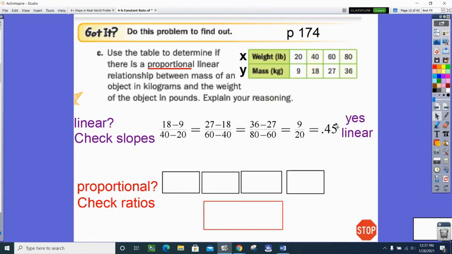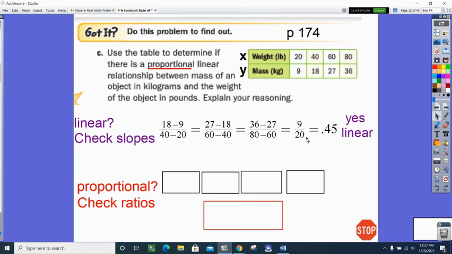And if you could do me a favor, I should have had the units in there: 0.45 kilograms per pound. That would be our constant rate of change. Oh, by the way, slope with units. So yes, if we plotted these points on a graph, they would fall in a straight line because the slope does not change. The rate of change is constant.